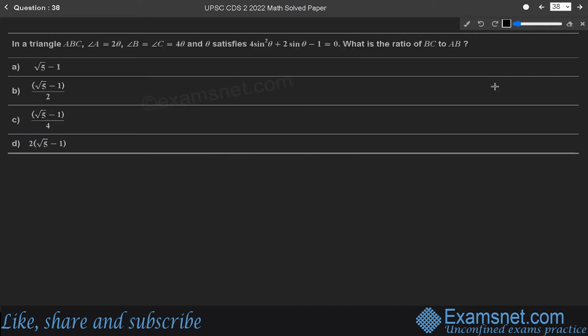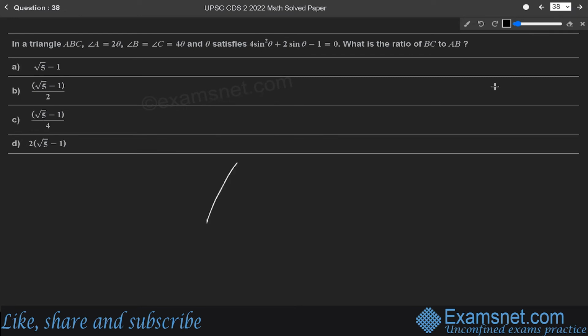Next question is a very interesting question. In a triangle ABC, angle A is equal to 2 theta, angle B is equal to angle C is equal to 4 theta, and theta satisfies 4 sine square theta plus 2 sine theta minus 1 is equal to 0. What is the ratio of BC to AB?